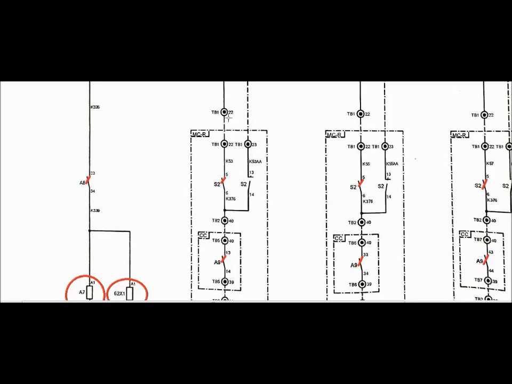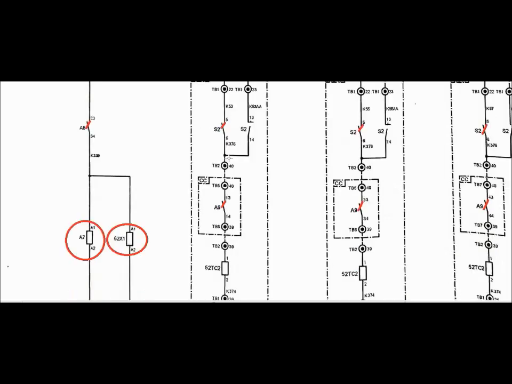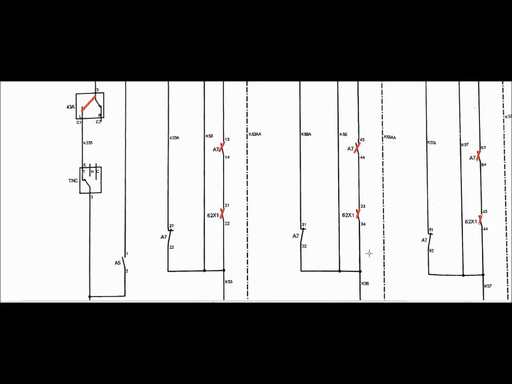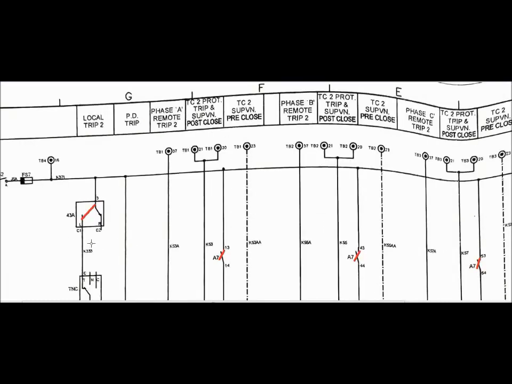As the DC comes to these three terminals, since the auxiliary contacts are in NC position, the trip coil will be energized for red, yellow and blue phase, and the circuit breaker will be tripped. This is the local operation of the circuit breaker.